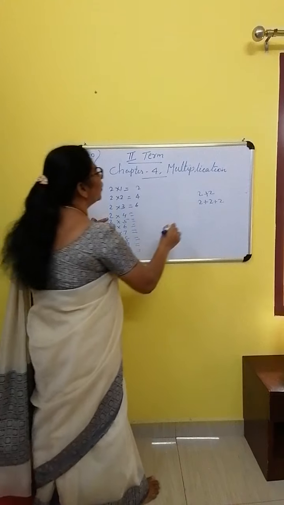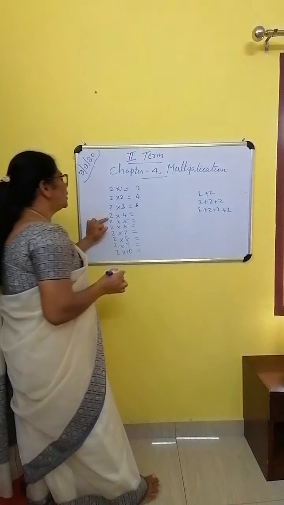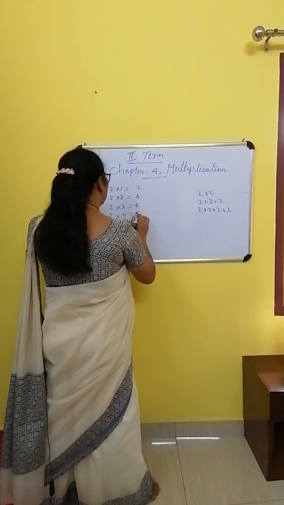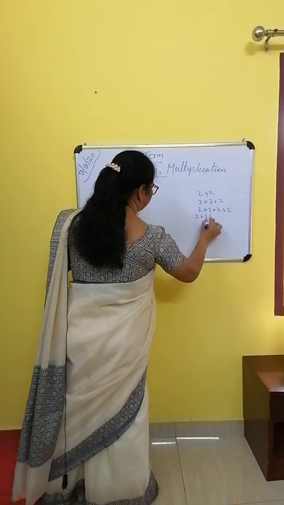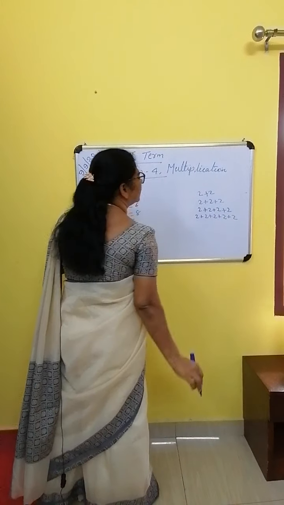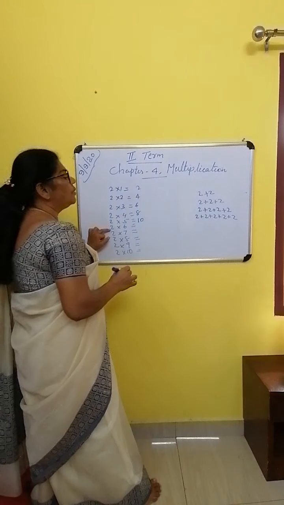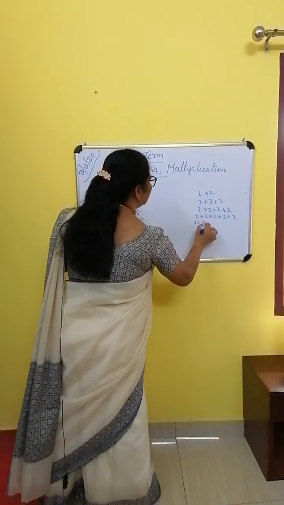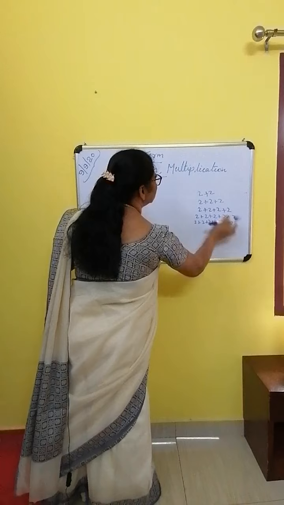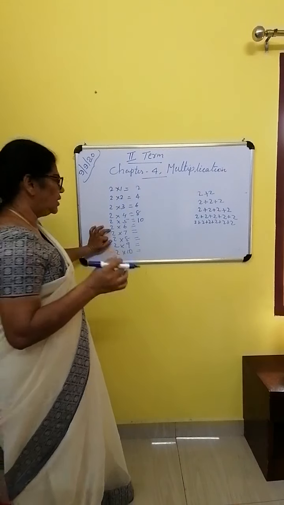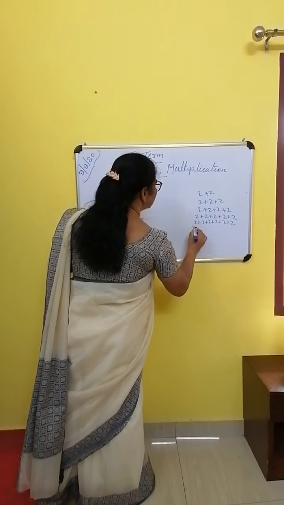Then 2 is repeated 4 times. 2 4s are 8. Then 2 is repeated 5 times. 2 5s are 10. 2 is repeated 6 times: 2 plus 2 plus 2 plus 2 plus 2 plus 2. 1, 2, 3, 4, 5, 6. So 2 is repeated 6 times. 2 6s are 12. Then 2 is repeated 7 times.